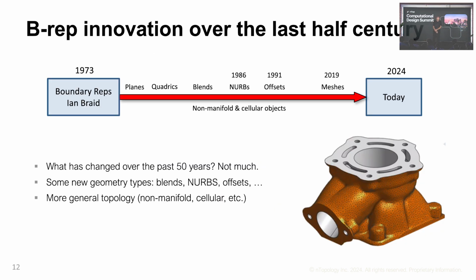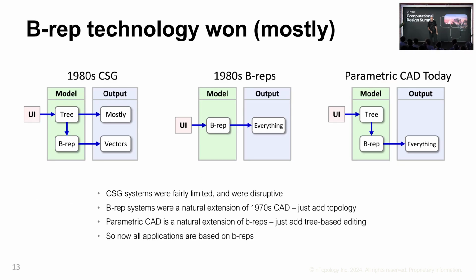And not much really changed over the course of the 50 years from a geometry point of view. We added a few new surface types, but the data structures in boundary representation systems today are more or less the same as they were 50 years ago. So continuity is the thing. Nothing changed in the applications, nothing changed in the data structures. All right, so that's how we got where we are.